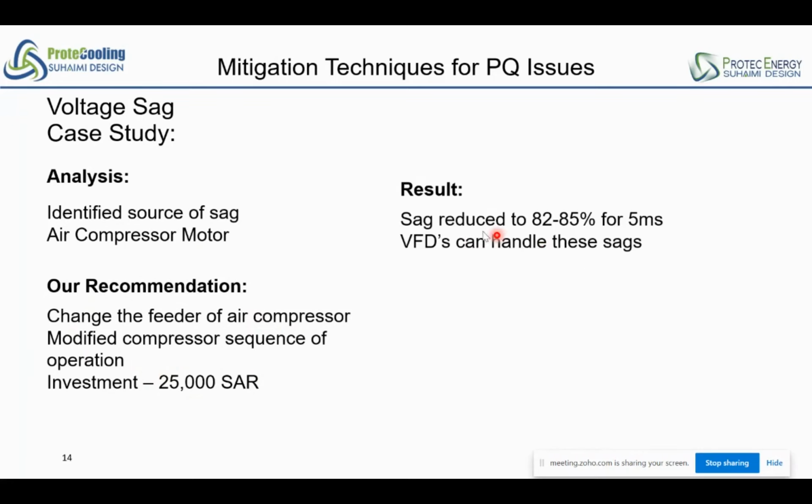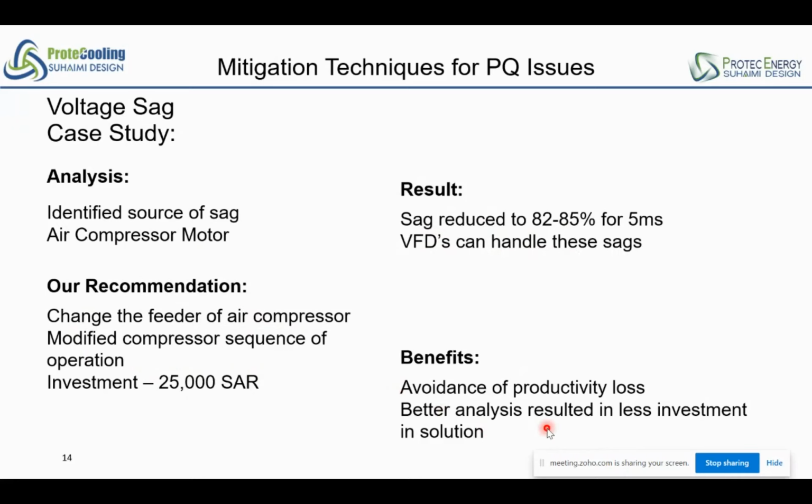The result was that the sag reduced to 82 to 85% for 5 milliseconds. So the voltage, which earlier dropped to 40%, now only dropped to 82 to 85%, which can easily be handled by VFDs. The benefits are avoidance of productivity loss, and the detailed analysis has resulted in less investment in the solution. That is the solution they had earlier adopted, and that is the solution that has been given, which was much better.